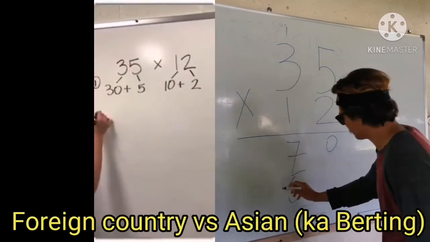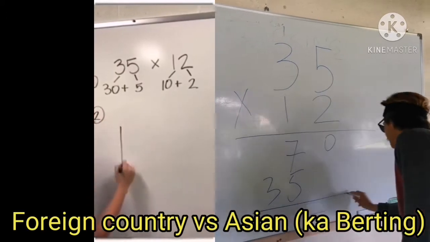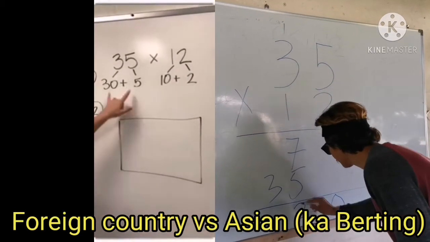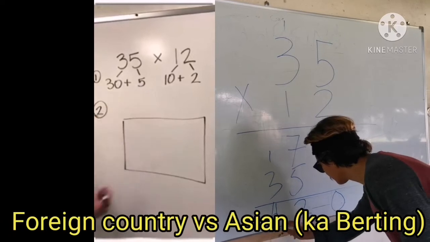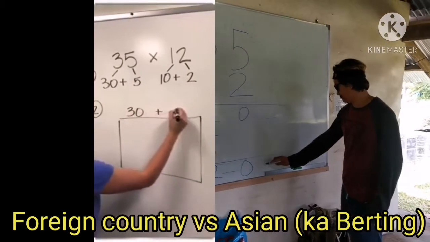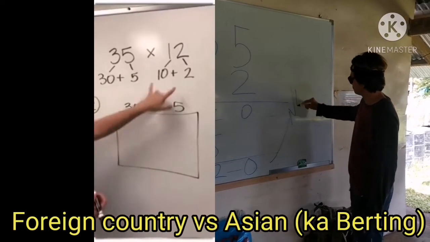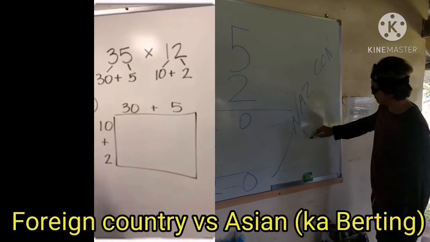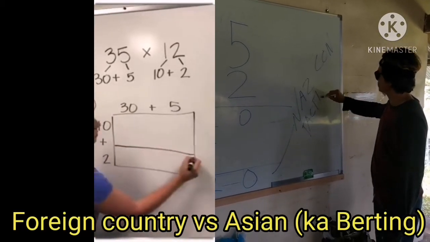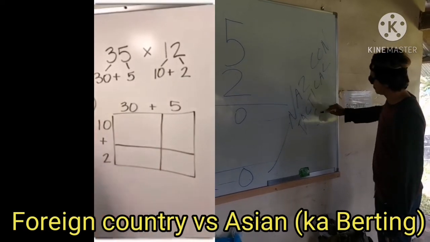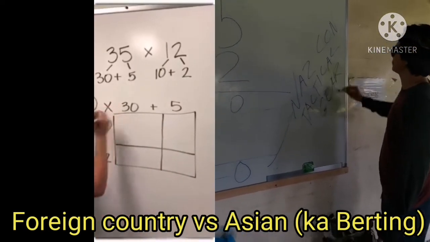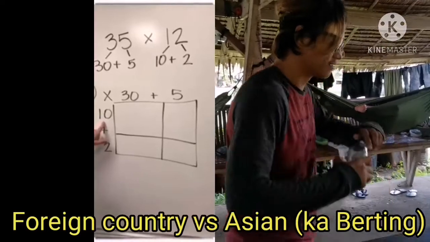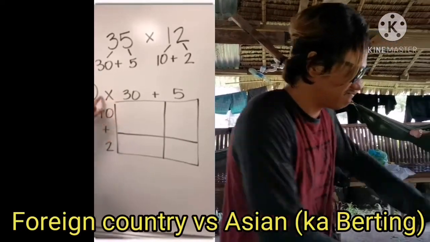The next step would be to draw a large box. Okay, and on this box, we're going to put both of our expanded numbers. So on the top, I'm going to put 30 plus 5, and on the side, I'm going to put 10 plus 2. Where your plus signs are, I want you to draw lines through the middle and down it. And then in the very corner, we're still multiplying, so I'm going to put a big multiplication sign. Starting with our very first number on the top, we say 10 times this, 10 times that.